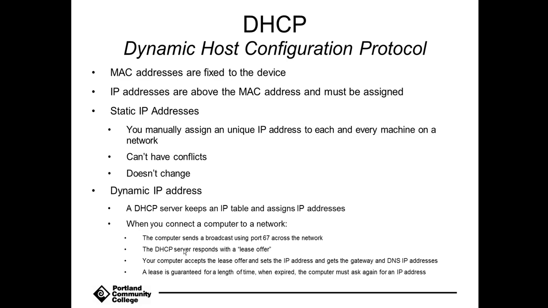All right, the DHCP server gets your request. Your request is saying, "Hey, give me an IP address." DHCP server responds with a lease offer. Your computer accepts the lease offer and sets the IP address given by the DHCP server, gets some other information about which gateway it should use, and then that lease is guaranteed for a length of time, which depends on the system, sometimes 3 days. When that starts to expire, the computer will ask again for that IP address.